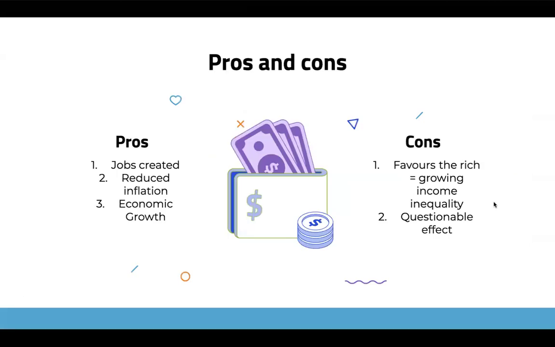So those are the presumed pros: jobs are created, there's reduced inflation, and there's economic growth as the general GDP of a country grows. However, this does create very large and growing income inequality. It makes the rich richer, and realistically, it makes the poor poorer because it doesn't give any benefits to them, and it just creates a larger inequality. It also has questionable real life effects, as Reaganomics had a lot of issues when it was implemented in the US.